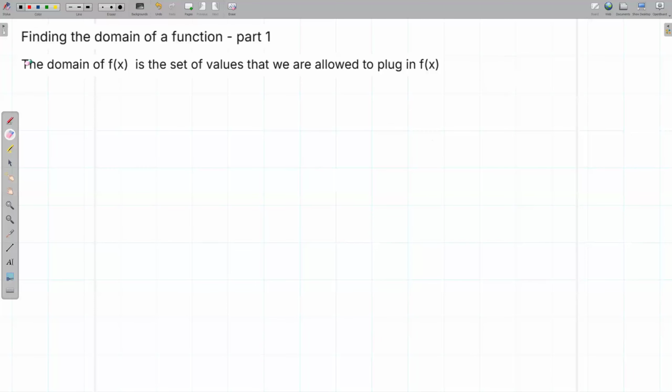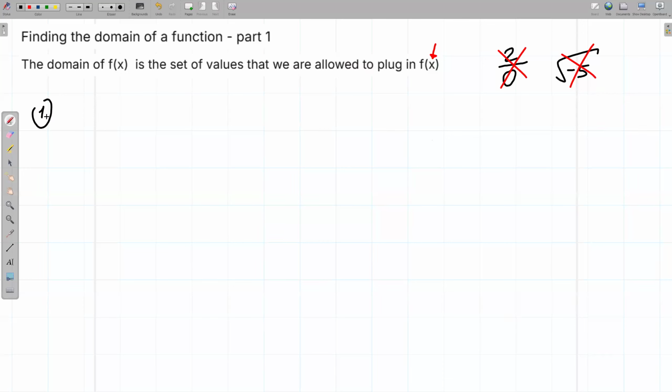So the domain of a function is the set of values that we can plug in as x in that function. Some terms are not defined. For example, 2/0 is not defined. Dividing by 0 is mathematically not defined. Also, the square root of a negative number is not a real number. So in real functions, it is not defined.